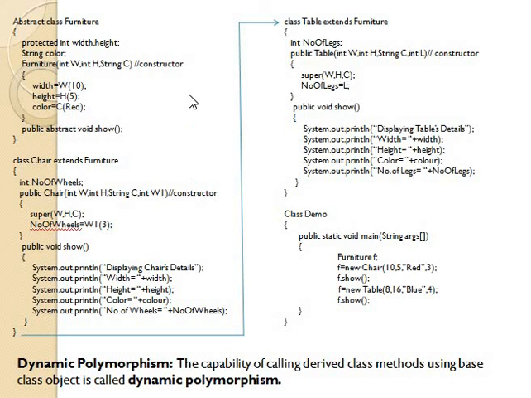Now see this Java program. In this program, a class has been specified with the name furniture, and this class has been declared abstract. And since this class is an abstract class, it must consist of one or more abstract methods.